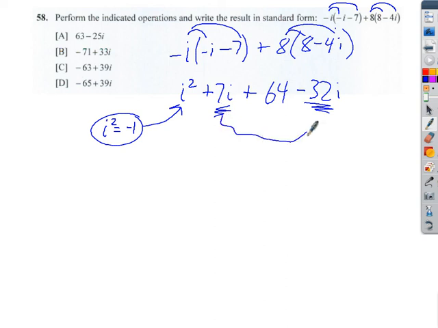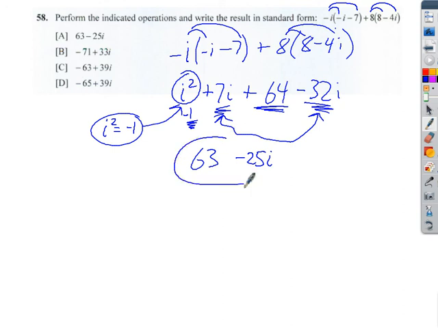All right, 7i minus 32i. That is -25i. And then we're going to replace this i squared with negative 1. So now we're combining negative 1 and positive 64. That nets out to a positive 63. That's like 64 minus 1. That should be our answer. 63 minus 25i. There it is.